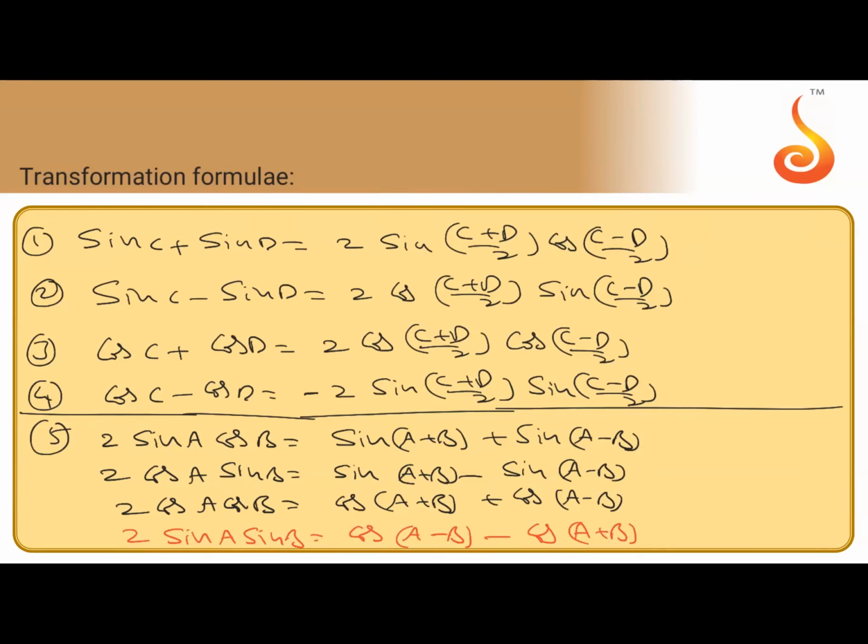2 sin A cos B is sin A plus B plus sin A minus B. 2 cos A sin B is sin A plus B minus sin A minus B. 2 cos A cos B is cos A plus B plus cos A minus B. 2 sin A sin B: I'm writing this in red ink because for cos, A plus B comes first, but for 2 sin A sin B, A minus B comes first and A plus B comes next. 2 sin A sin B is cos A minus B minus cos A plus B. Done. We will start problems after 5 minutes.